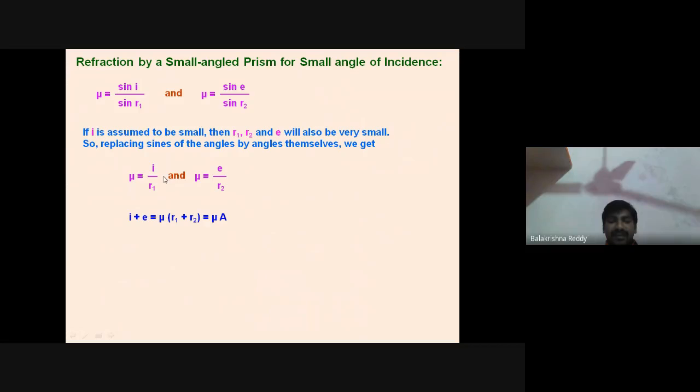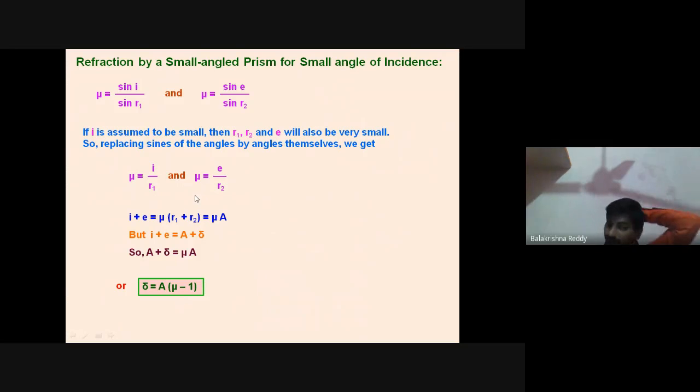So in such a case, for a small angle prism, instead of sine of the angle of incidence by sine of the angle of refraction, simply i by r1, e by r2 we are writing. If in the formula you substitute this way, i plus e equals mu into A, so it will be i plus e equals A plus delta. Now that can also be written as A plus delta equals mu into A. Now if you rearrange this equation and make delta the subject, delta equals A into (mu minus 1). This is the angular deviation for thin prisms.